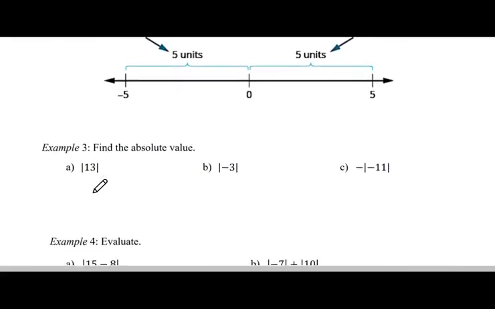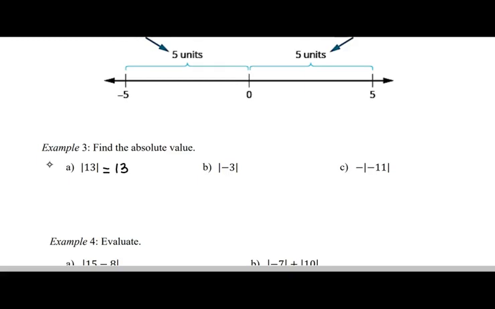So in example 3, we are asked to find the absolute value of the numbers. So we have number 13, part A. Imagine 13 being on the number line. It is exactly 13 units from the 0. So the absolute value of 13 is 13.